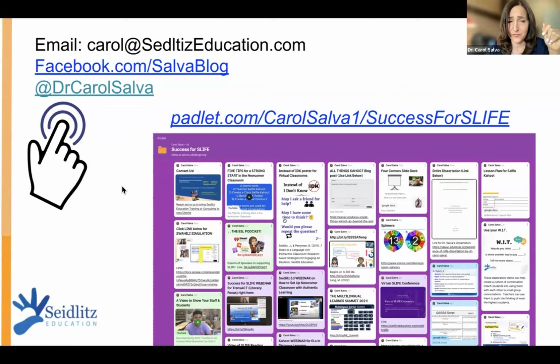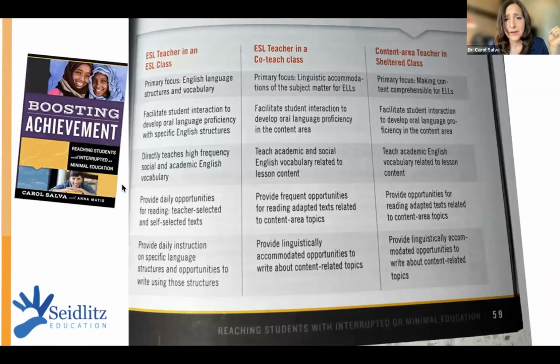And you don't need the book for today. You don't need the book that I wrote with Anna. But I just want you to know you're going to have pieces of it just from being here today.